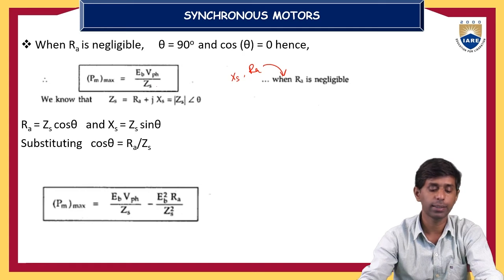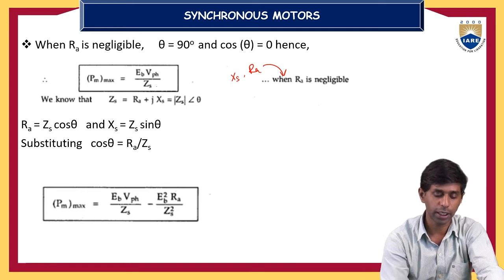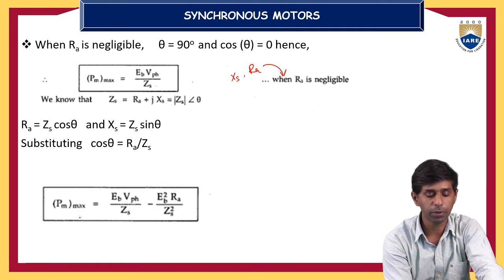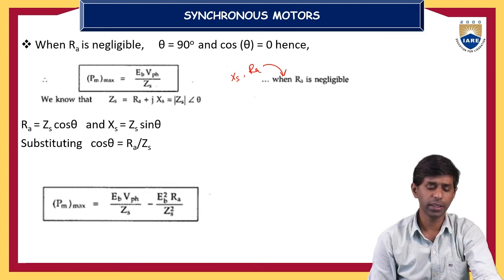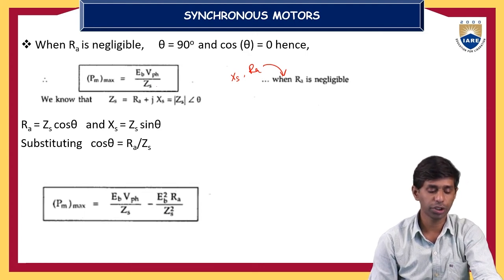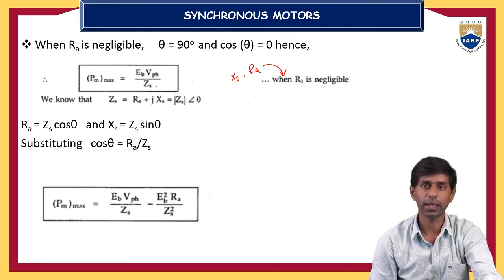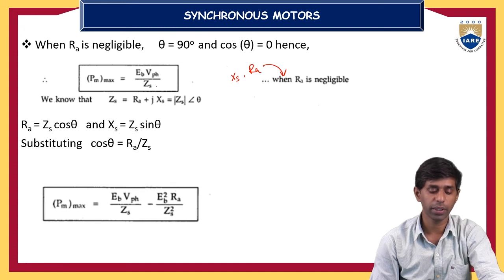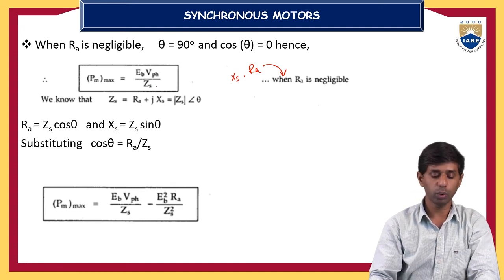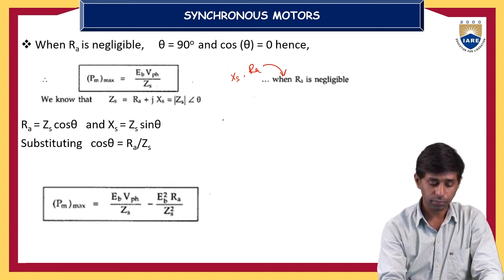Substituting cos theta equal to R by Z, we will get the maximum mechanical power developed as EB V phase by ZS minus EB square RA by ZS square. This condition you have to substitute in equation number 1. RA can be replaced with ZS cos theta, XS can be replaced with ZS sin theta, and cos theta is equal to RA by ZS. What is actually equation number 1?